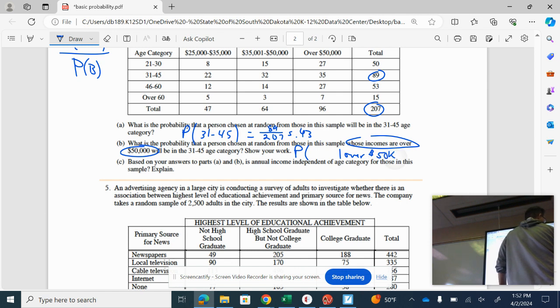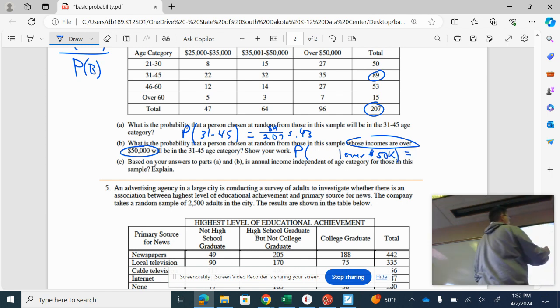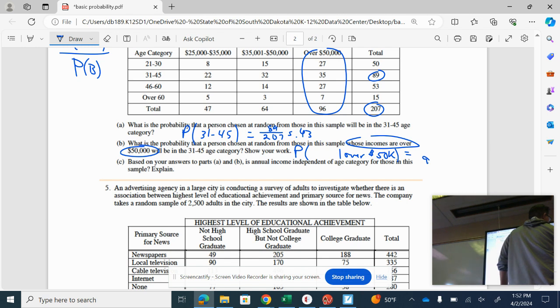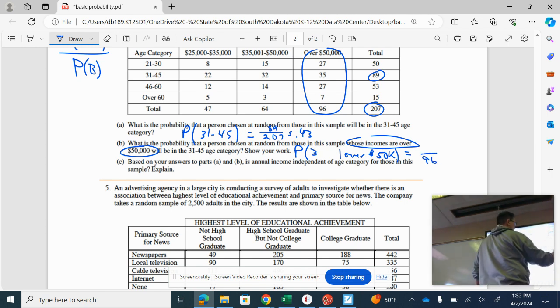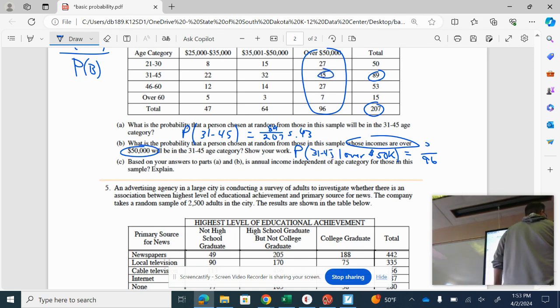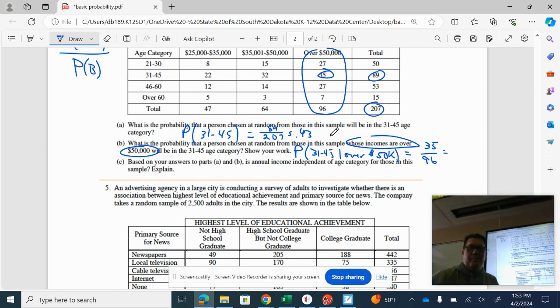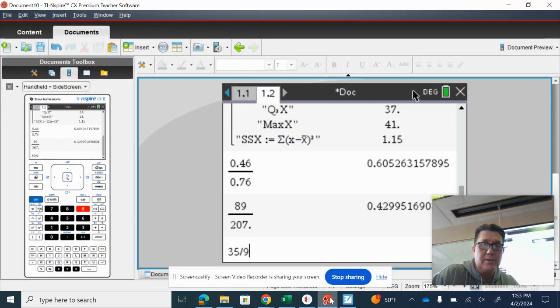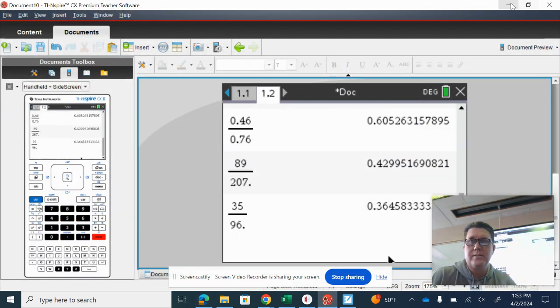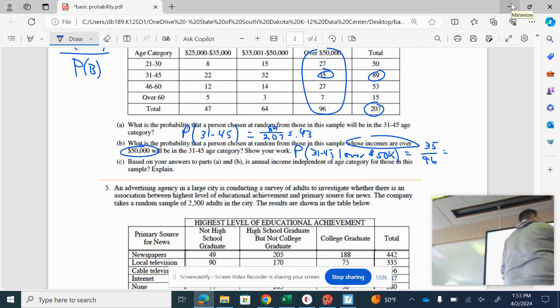So the over 50K group, that's what we're drawing out of. So we want to go in here, and we only want to select our answers from this group. So the bottom number is out of the 96. And then they have to be in the 31 to 45 age range, which is 35 of them. You may want to practice some of those, read some of those slowly. These are actual old AP test questions, so this one we'd get a 36% chance.